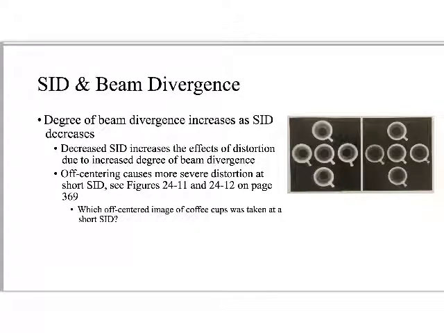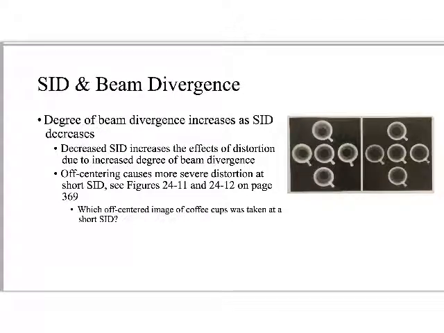So a decreased SID increases the effects of distortion due to an increased degree of beam divergence, right? Off-centering causes a more severe distortion at a shorter SID. And it's saying, see figures 24-11. So if we turn the page, we have this funny little coffee cup illustration here. I'm going to turn the lights down real quick. Without looking at the page too closely, look at the slide and tell me which off-centered image of the coffee cups was taken at a shorter SID.